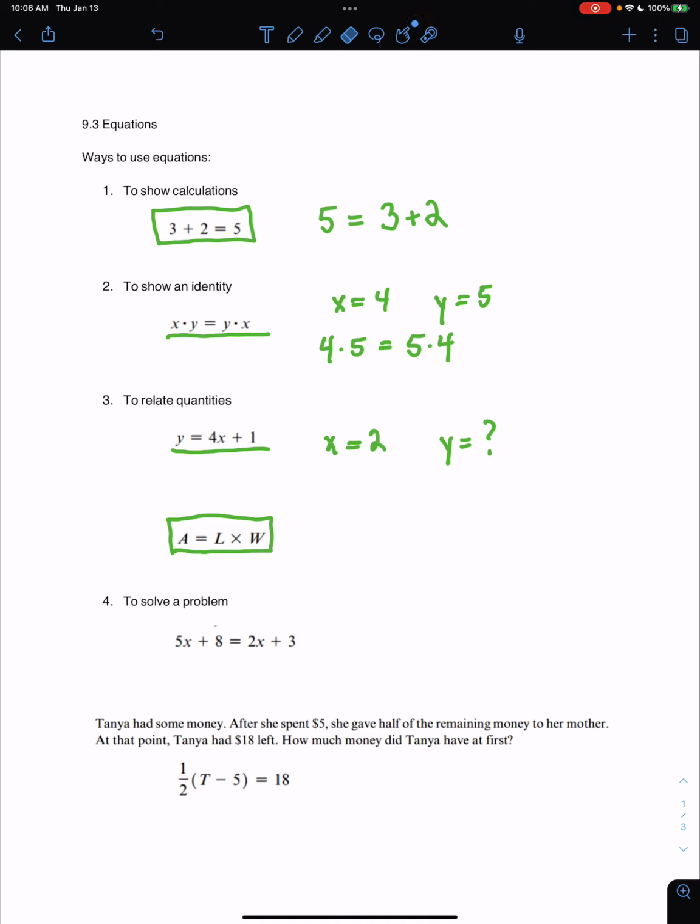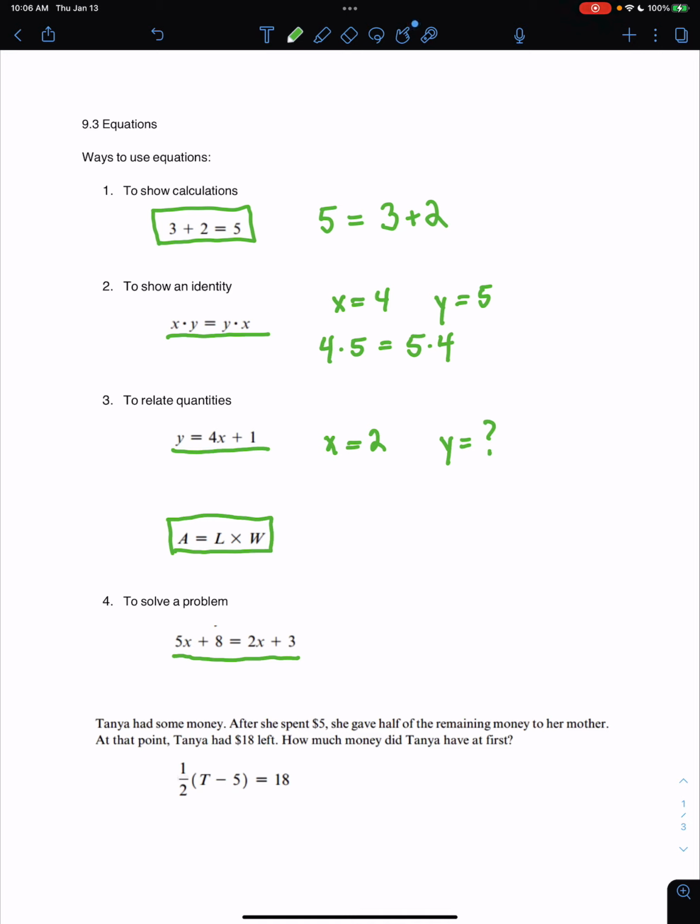So the last way that we use equations is to solve problems. And we're going to talk a lot more about this in another video, but here we have an equation and we want to know what value of x makes that equation true. And that's going to be a different video. So I won't go into that too much, but this is one of the primary ways that we're going to be using equations in this class. And so I have an example here of a problem.